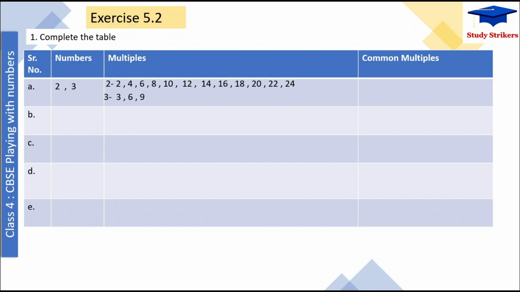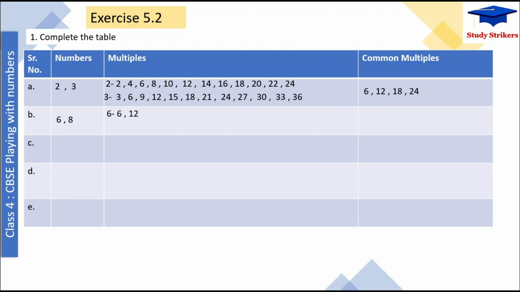Multiples of 3 are 3, 6, 9, 12, 15, 18, 21, 24, 27, 30, 33, 36. So their common multiples are, as you can see here, 6, then we got 12 and we got 18 and 24. So let's write them down. 6, 12, 18, 24.